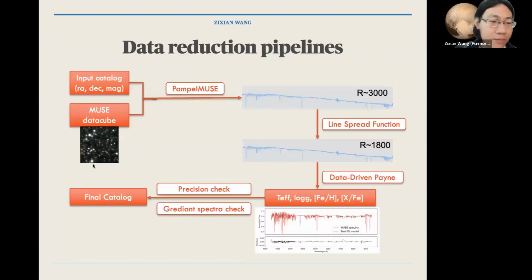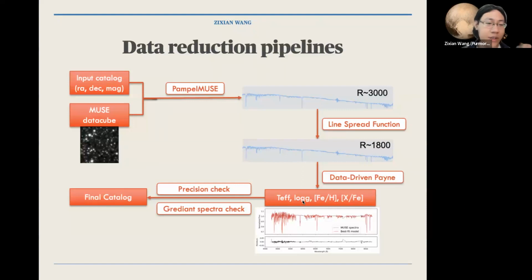So first I have a crowded region observation from MUSE and also the input catalog from other photometric surveys, which only contains the position and magnitude for all the stars in this field. And then I apply the so-called algorithm PampelMUSE to extract all the stellar spectra. So I get the MUSE spectrum in the resolution of 3000. And then I just modify it. I degrade the spectral resolution to LAMOST and also cut the wavelength region. So then I can modify my MUSE into LAMOST and then apply The Data-Driven Payne directly to measure the stellar parameters.